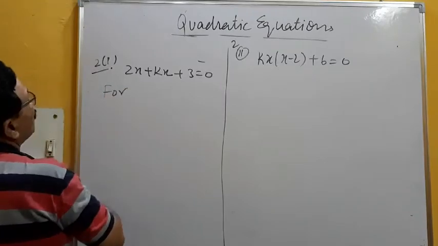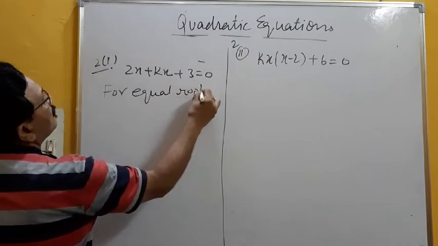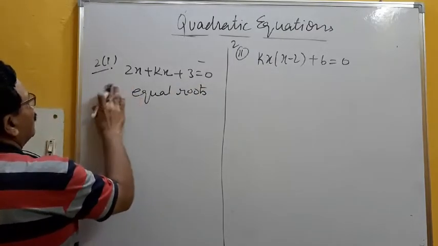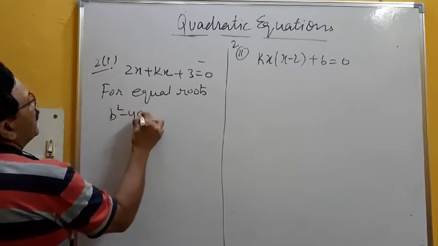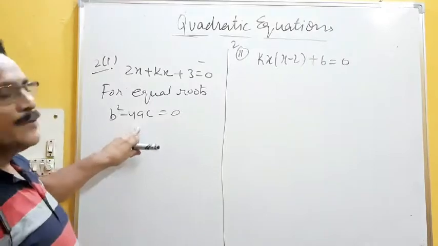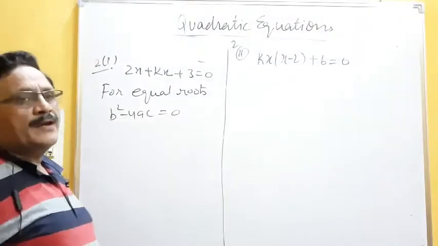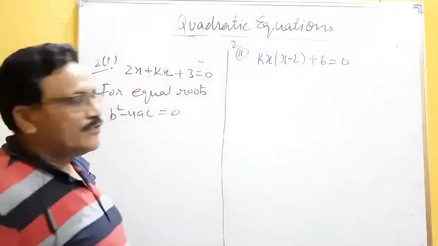For equal roots, the condition is b square minus 4ac should be equal to 0. You are not checking. This condition is given to you because in the question it is given two equal roots. This quadratic equation has two equal roots. For that we have to find the value of k.